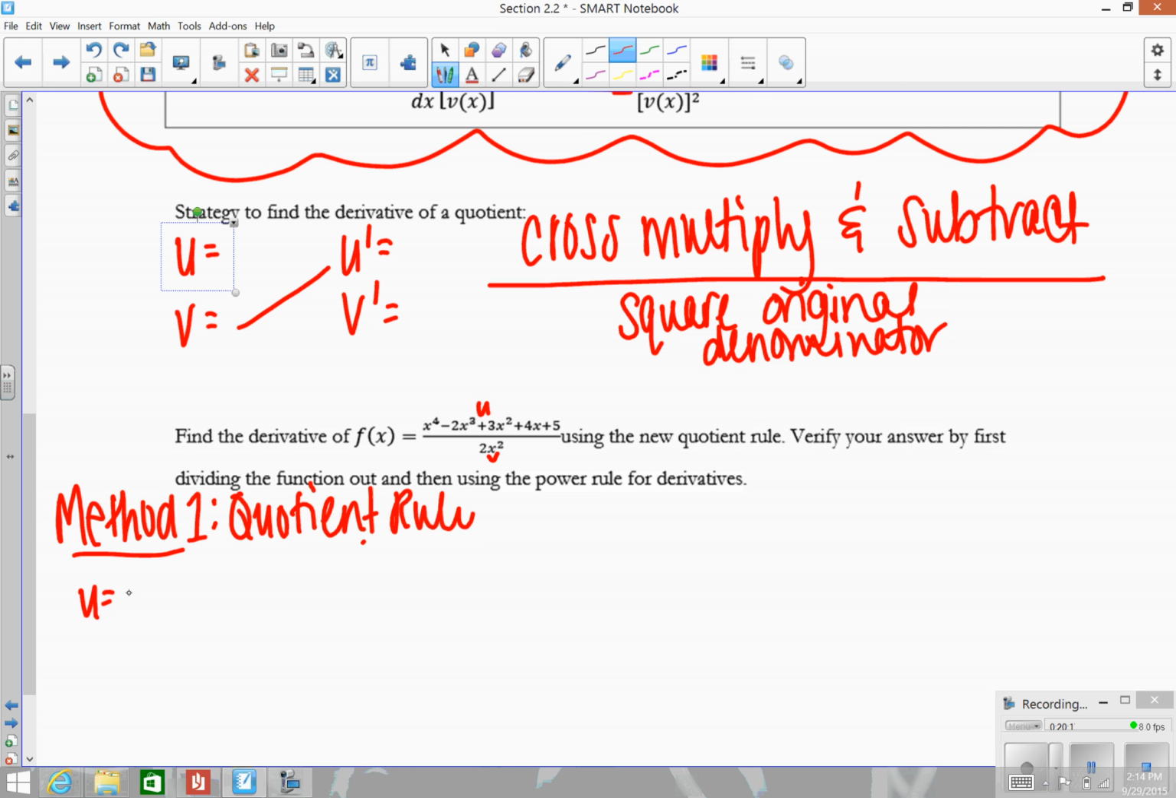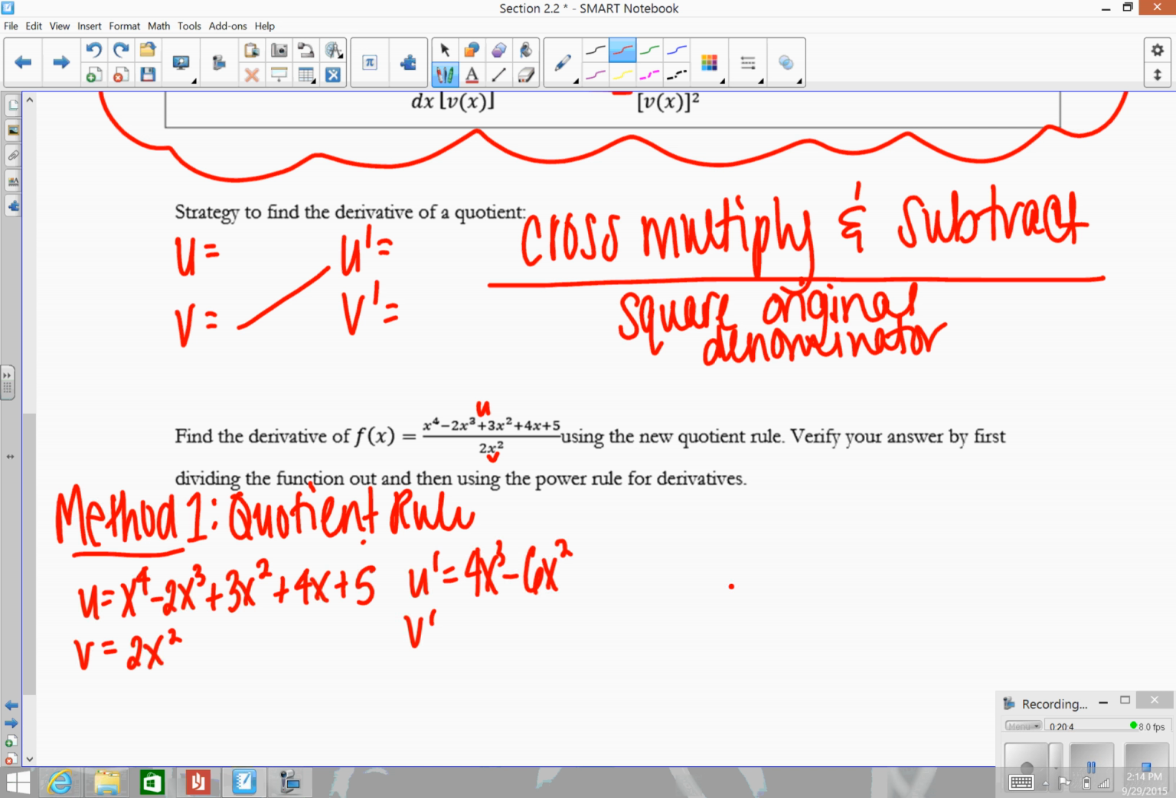So the top is going to be u and the bottom will be v. So u is going to be x to the fourth minus 2x to the third plus 3x to the second plus 4x plus 5. V will be 2x squared. So take the derivative of each piece. So now we can use a power rule. So we have 4x to the third minus 6x to the second plus 6x plus 4, and then the 5 is just going to go to 0. So then from there, we're going to go ahead and do the derivative of this, which will just be 4x.